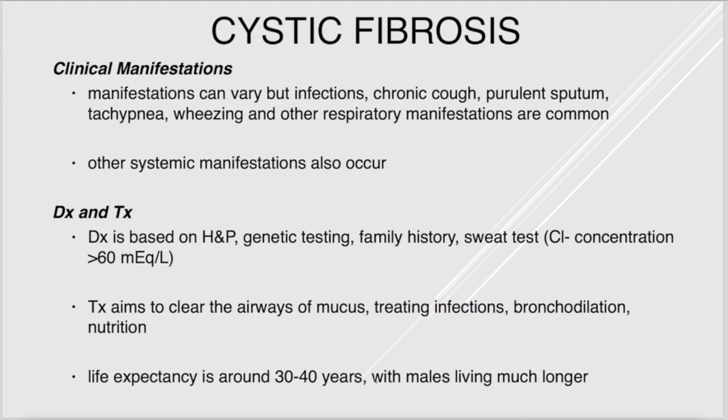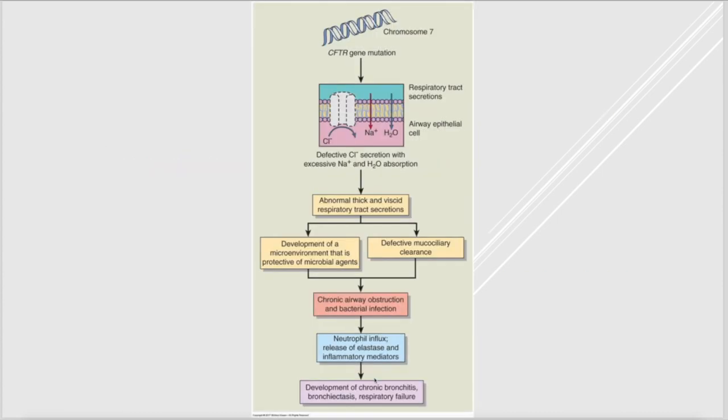Nutrition is really, really important because they have a decreased ability to absorb nutrients because of these conductance channels, and also bronchodilators. Life expectancy is increasing, so it's around 30 to 40 years. Males live longer on average. Why that is, I'm not sure. But around 30 years ago, people didn't even make it out of their teens. So we are making strides when it comes to cystic fibrosis.